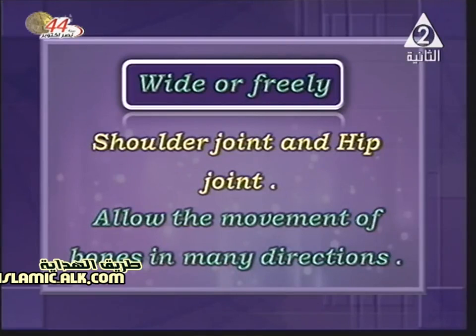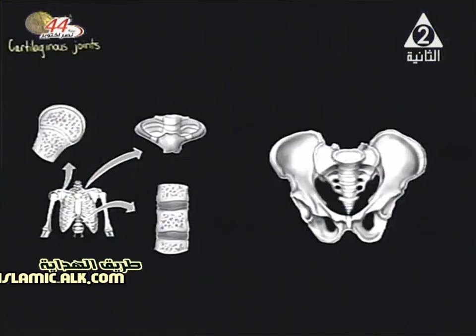Let's show our information by a video. This is a type of cartilaginous joint. As we said, the cartilaginous joint is the joint that connects the ends of adjacent bones. We said the bones are very close to each other. Like you see in the picture, like the bones that form the vertebrae of the vertebral column. And there are also other types, but we just have this example in our curriculum.